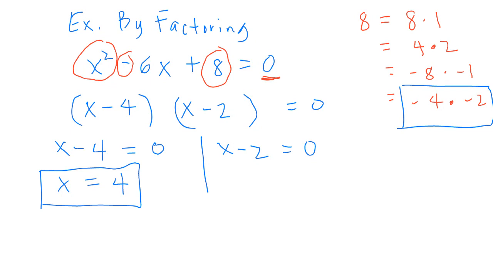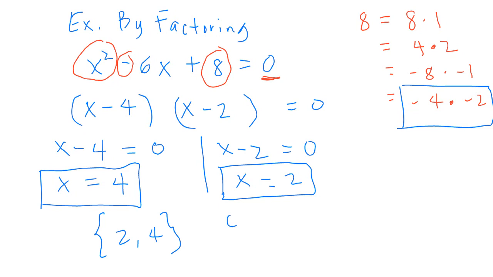And do the same thing on the right side. Moving negative 2 from left to right, then you will get a positive 2. It changes the sign as you move the number. So in a solution set, you will have 2 and 4.